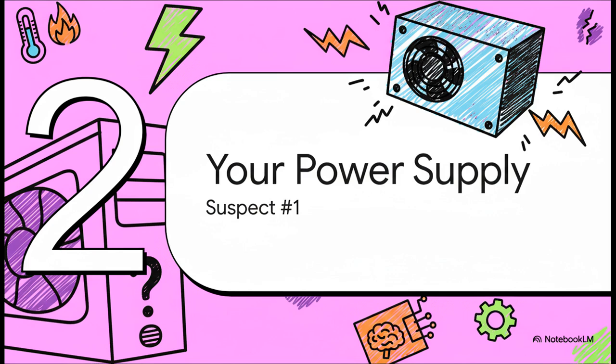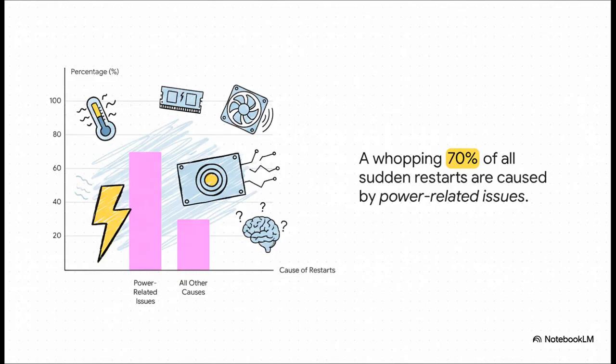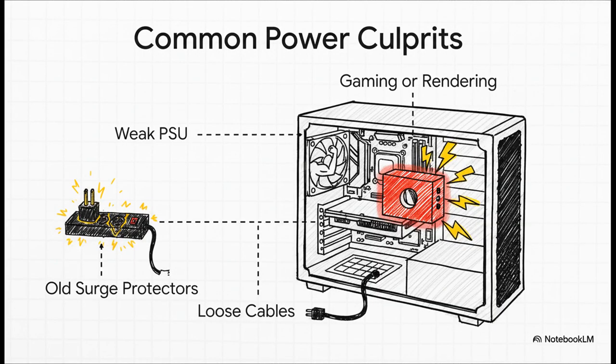All right, so now that we know how to get our clue, let's go after the number one suspect. And it's probably not what you think. It's usually not some complex software bug. Most of the time, it's much, much simpler. It's about power. And look, the numbers really back this up. A huge 70% of sudden restarts come down to a power-related issue. So before you even think about reinstalling Windows or anything drastic, you gotta look at your plugs, your cables, and that power supply unit.